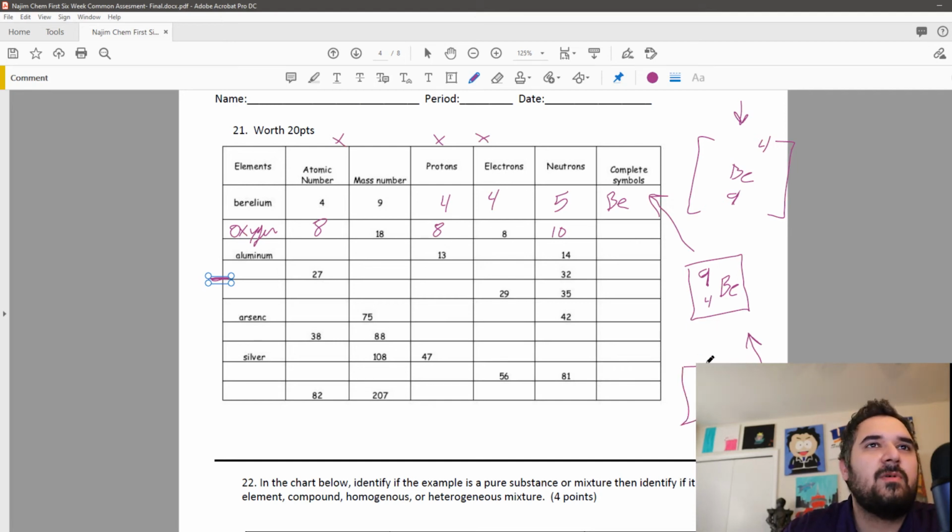Next one we have is aluminum. Aluminum is 13 for atomic number. 13 goes here too. And then our atomic mass, it wants you to add these. So let's just add them together. That gives us 27. And then our symbol for aluminum is going to be 27 over 13 and then Al.